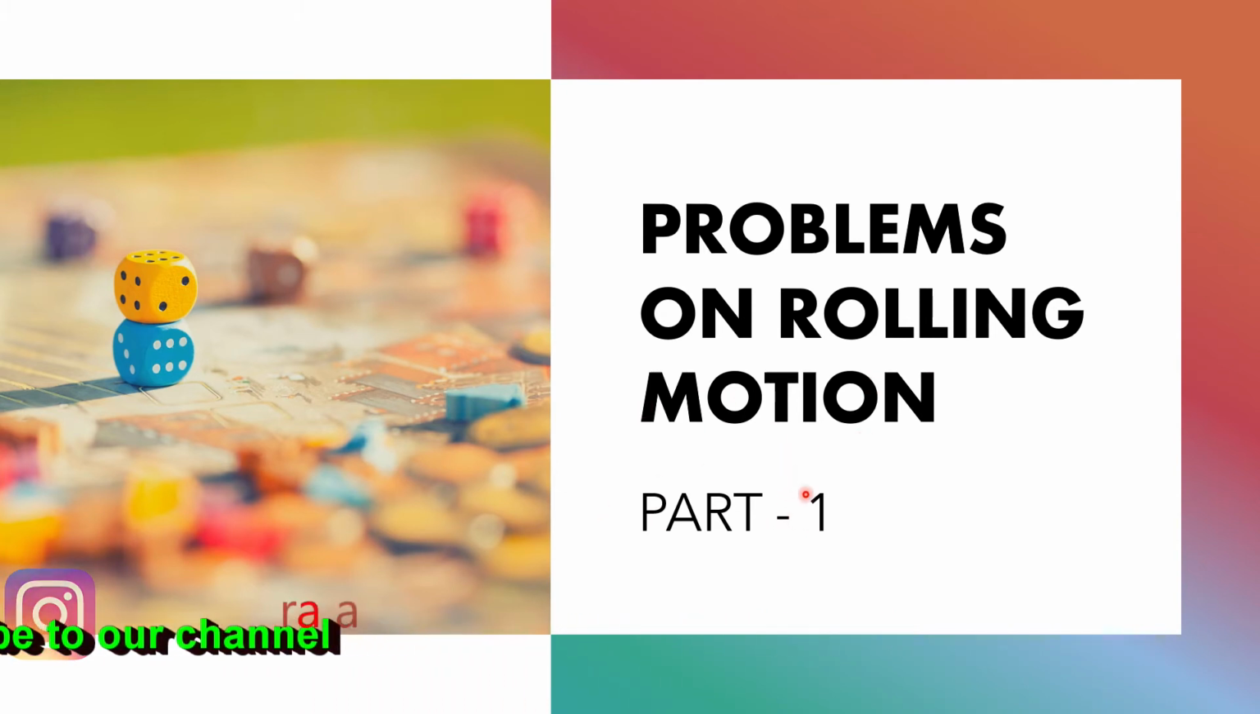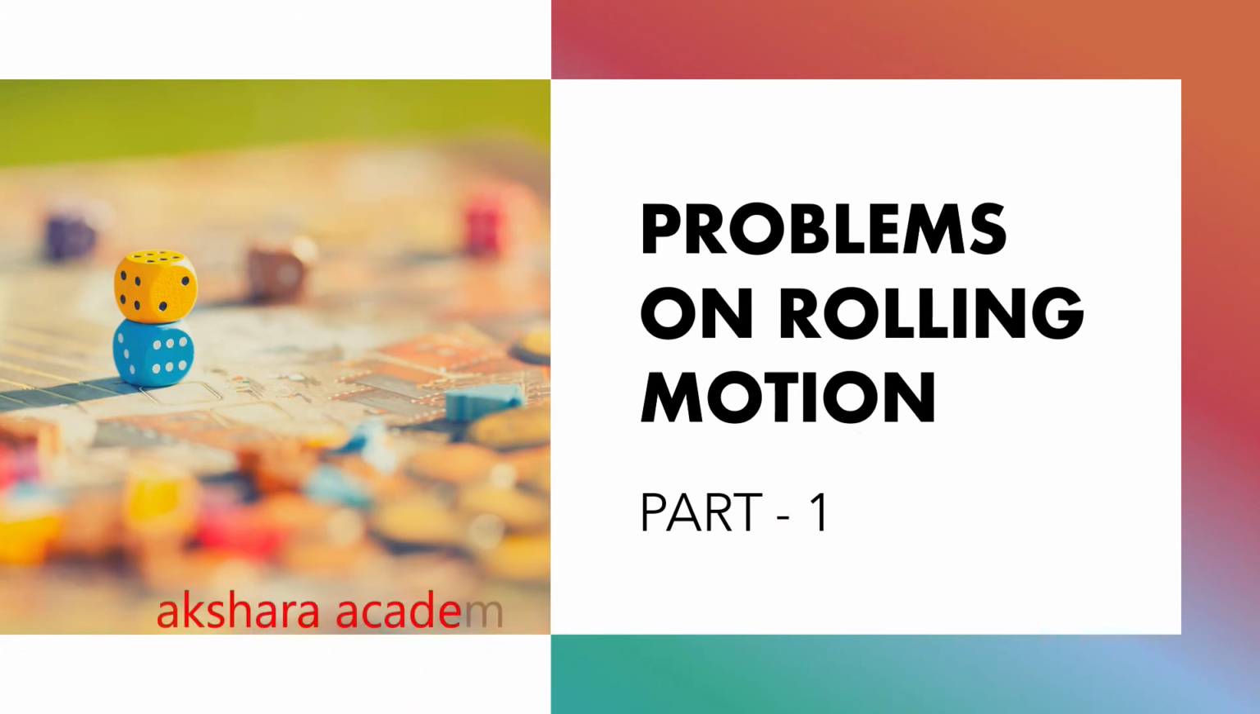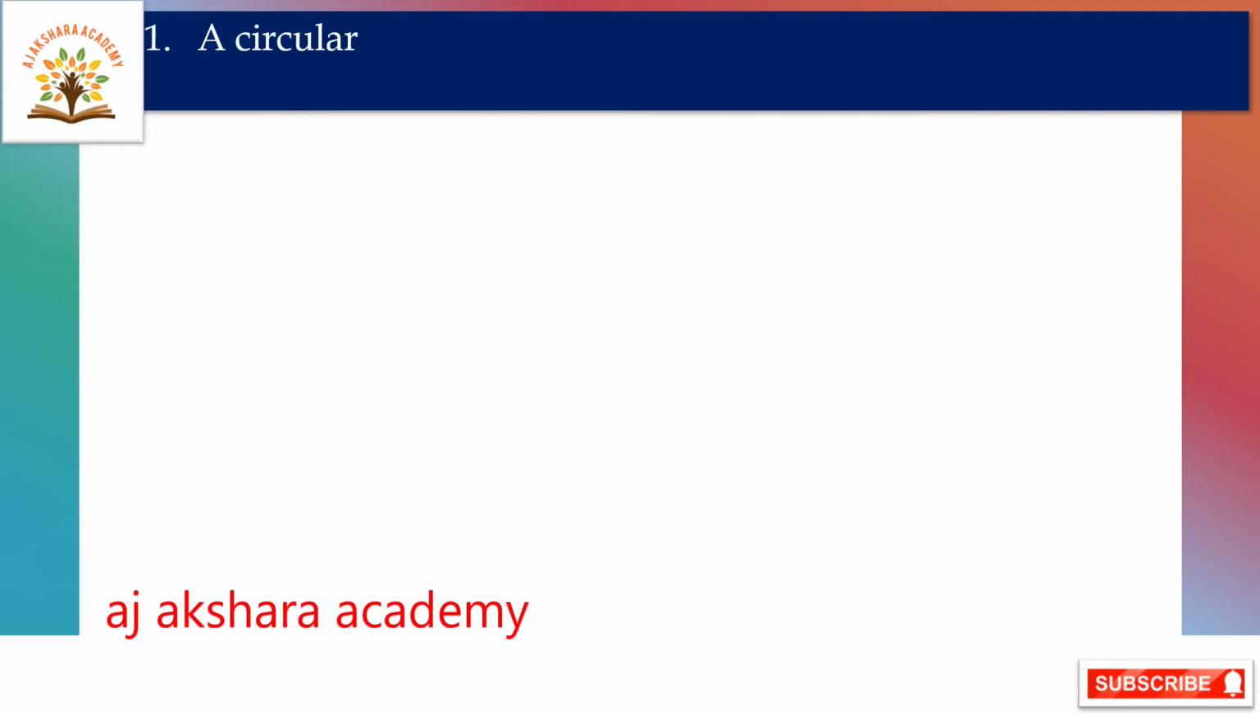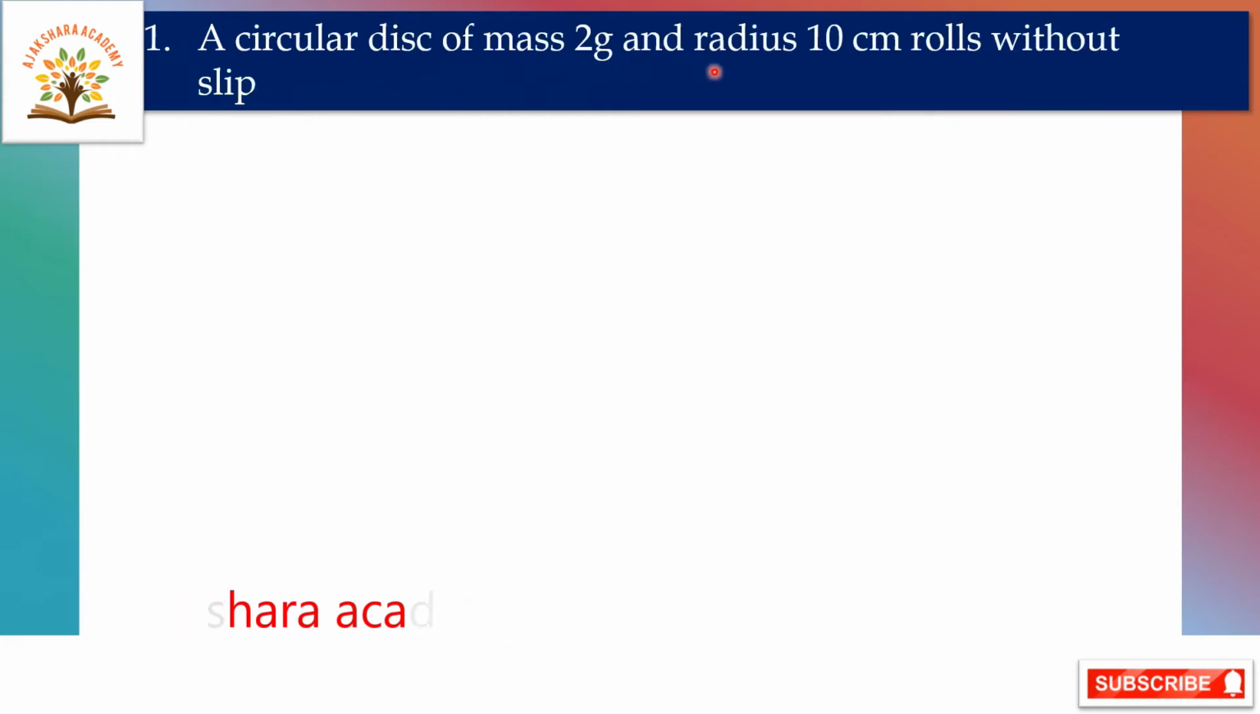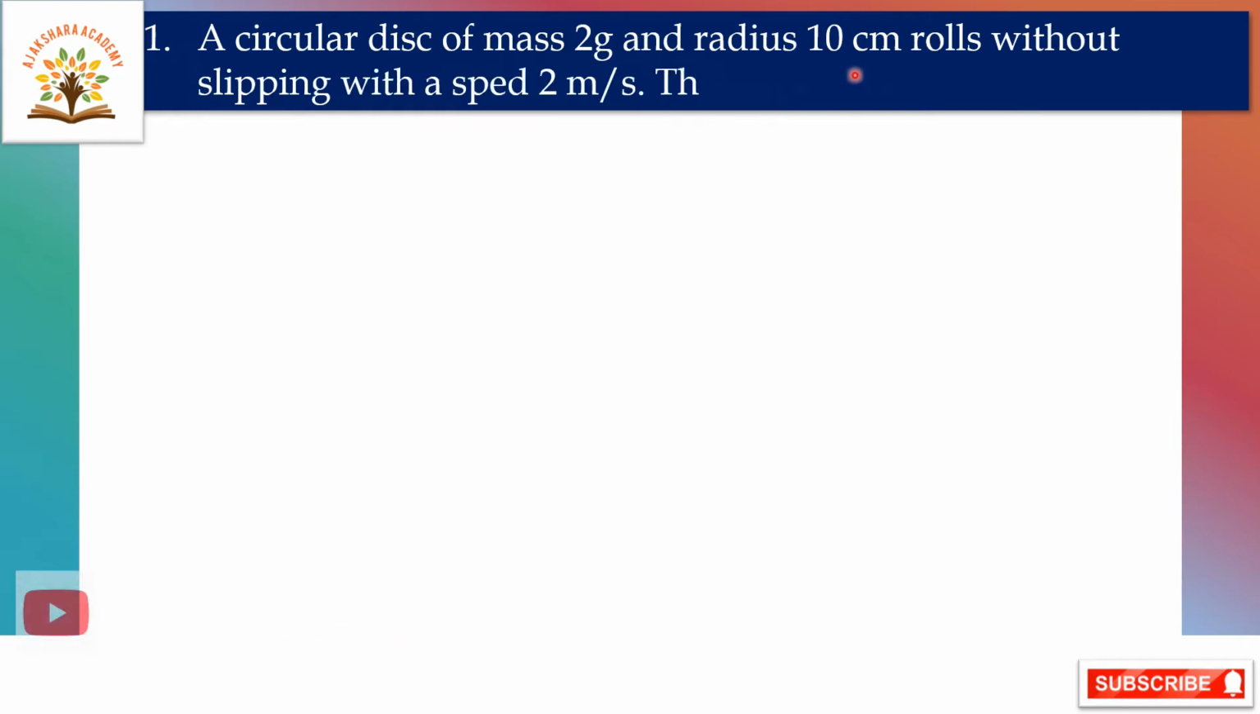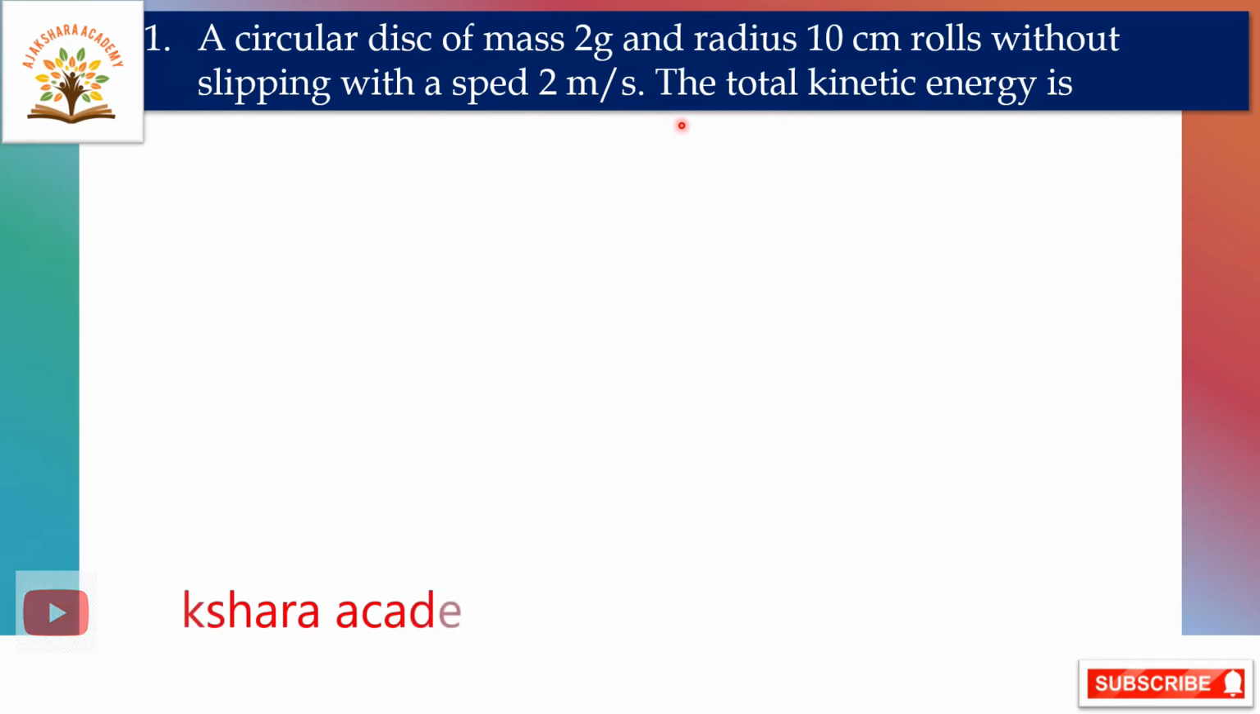Okay, let us go to today's session. First one. A circular disc of mass 2 kg and radius 10 cm rolls without slipping with a speed of 2 meters per second. The total kinetic energy is, here we have to calculate the total kinetic energy. Let us go to the solution.